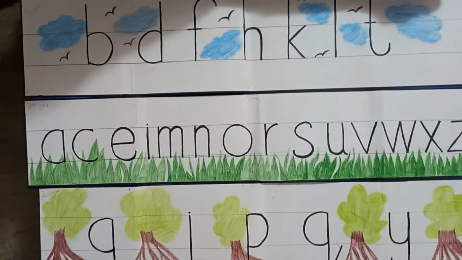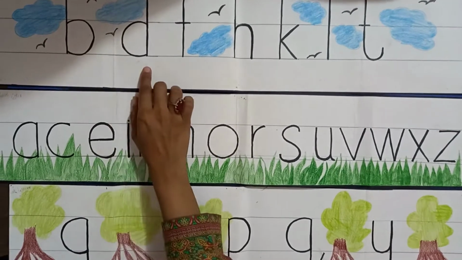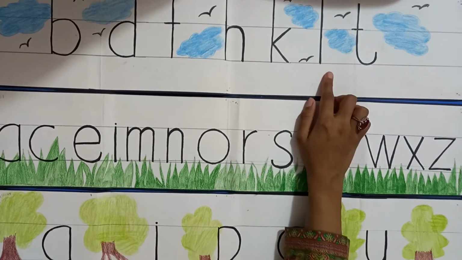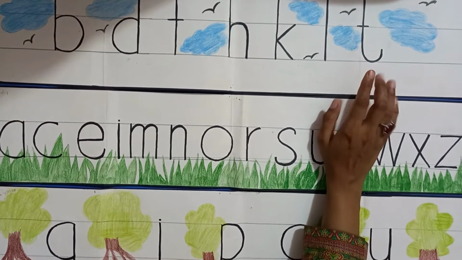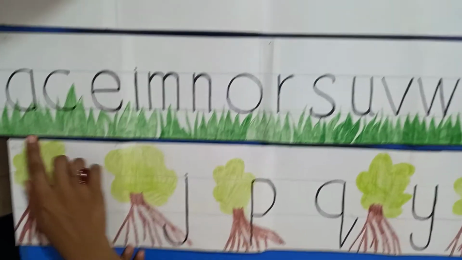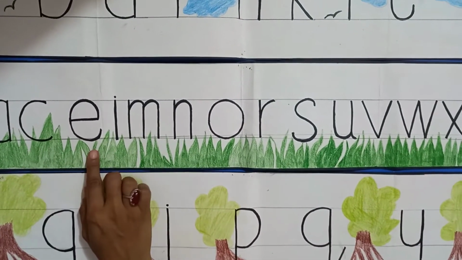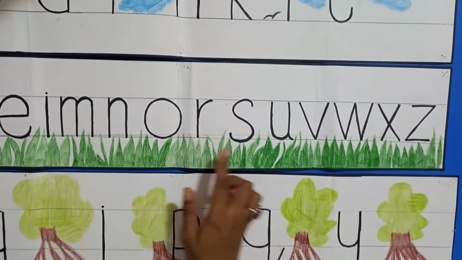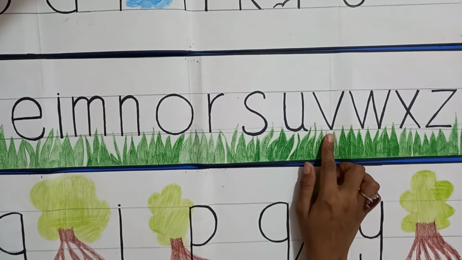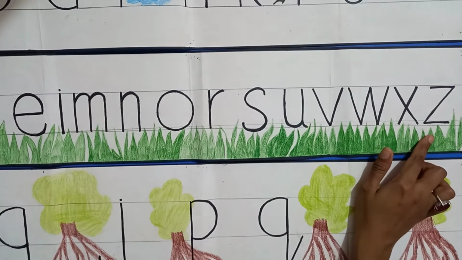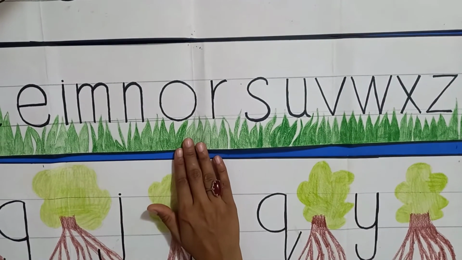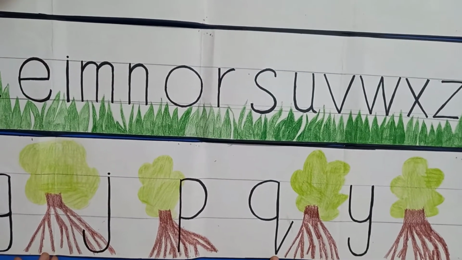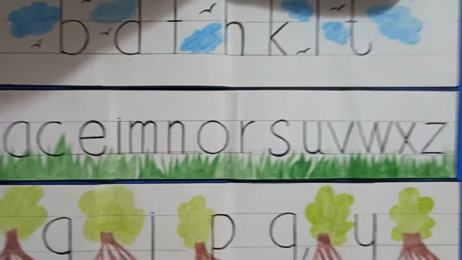Now let's read the sky letters. B, D, F, H, K, L, T. These are the sky letters. A, C, E, I, M, N, O, R, S, U, V, W, X, Z. These are the grass letters. G, J, P, Q, Y. These are the root letters.